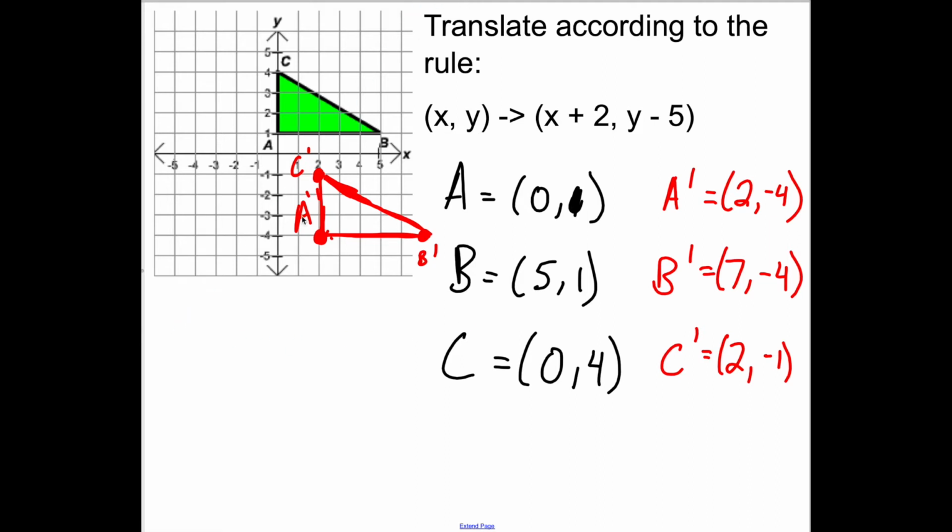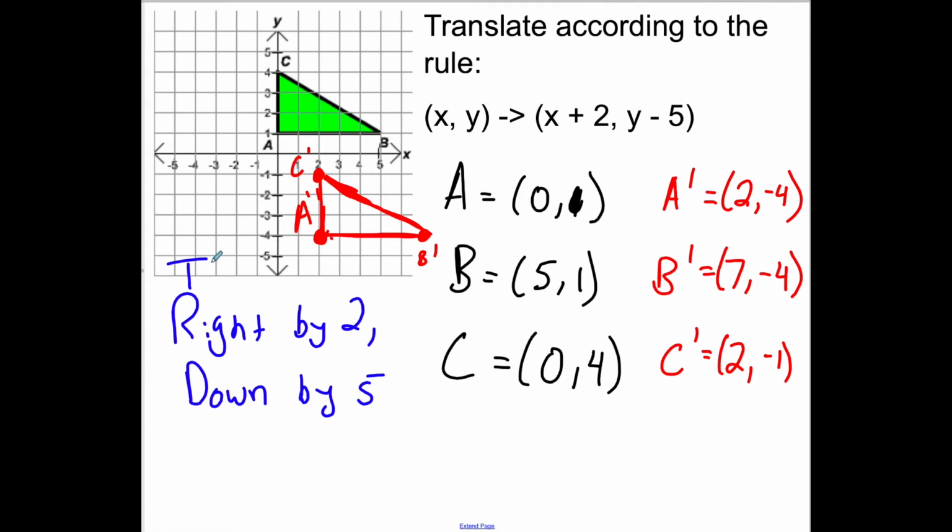So again, to do it verbally, we would say right by 2, down by 5, and technically we want to note that it is translated. So it's a verbal representation as well.